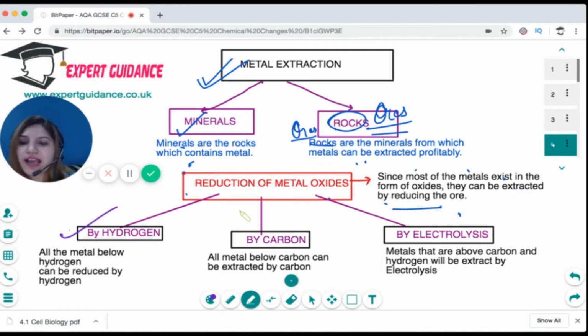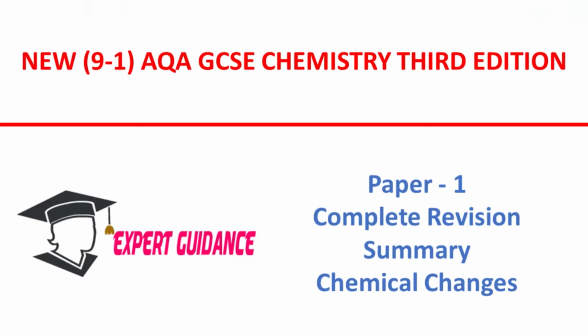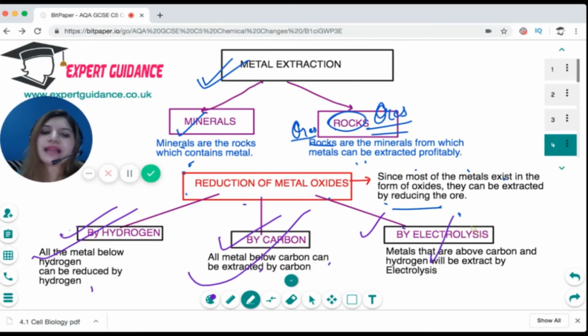First, by hydrogen, by carbon, or by electrolysis. All the elements which are below hydrogen can be reduced by hydrogen, which are below carbon can be reduced by carbon, and which are above hydrogen and carbon, they can only be extracted by electrolysis. For example, aluminium, and we'll be looking in this unit at how we extract aluminium.